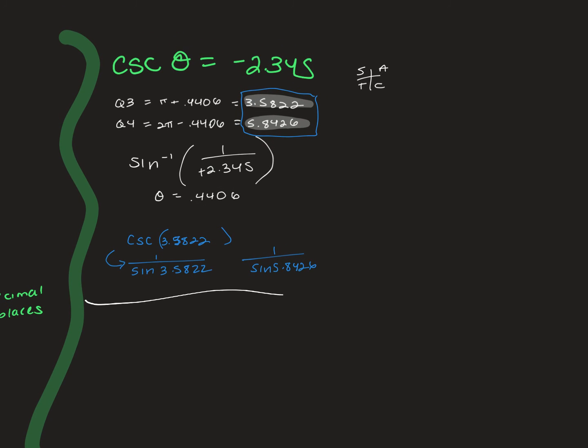All right, we'll do one more practice, and then I'm going to leave you to work on your review. Okay, secant of theta equals 0.745.